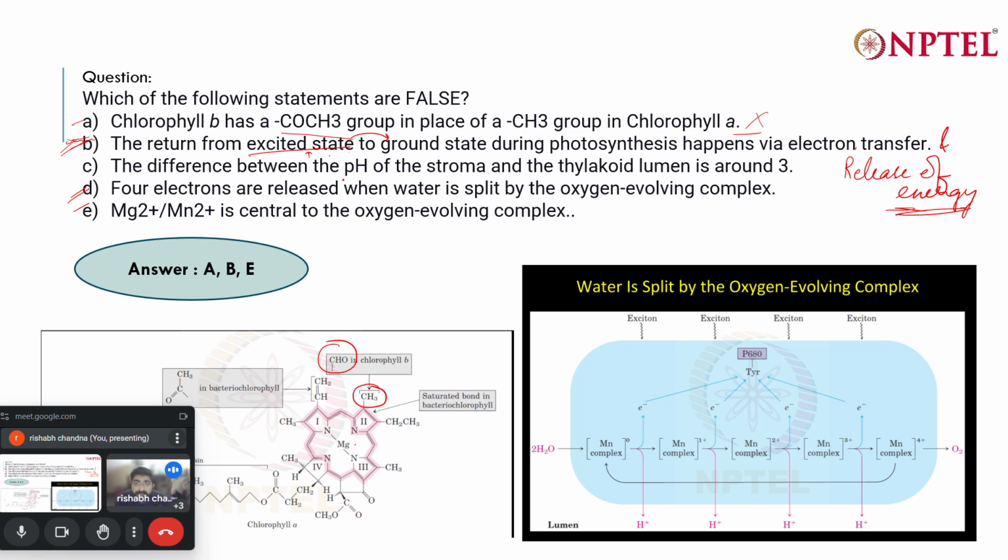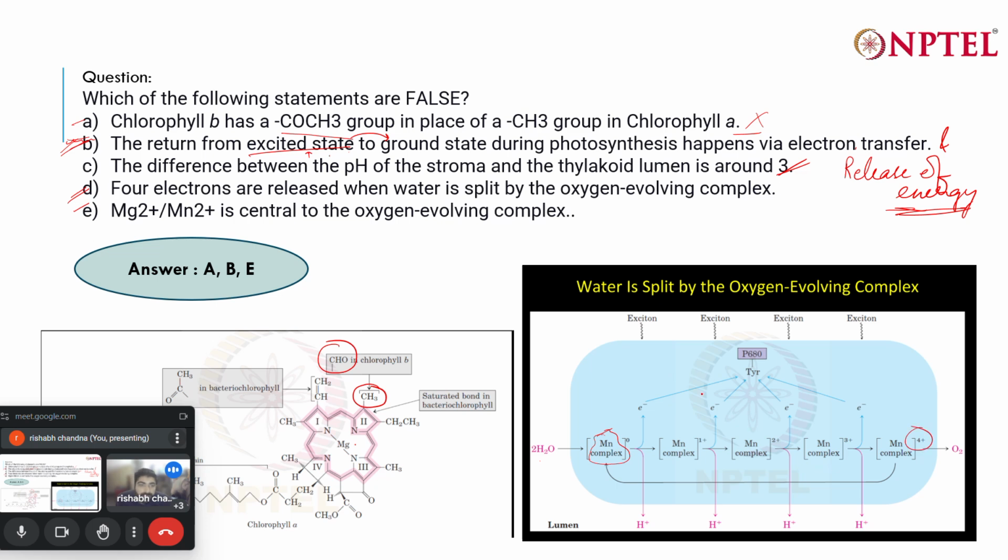Then, the difference between the pH of the stroma and the thylakoid lumen is around 3. Yes, this is correct. Then, 4 electrons are released when water is split by the oxygen evolving complex. So here is the mechanism of the oxygen evolving complex. Two molecules of water enter this, and here is a complex of manganese. Manganese can easily form coordination complexes, so it can have an oxidation state of +4.